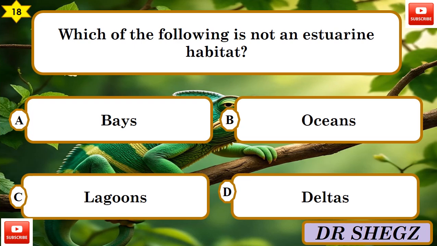Which of the following is not an estuarine habitat? The answer is oceans, of course. Bays, lagoons, deltas, they are all estuarine habitats. Oceans are marine habitats.